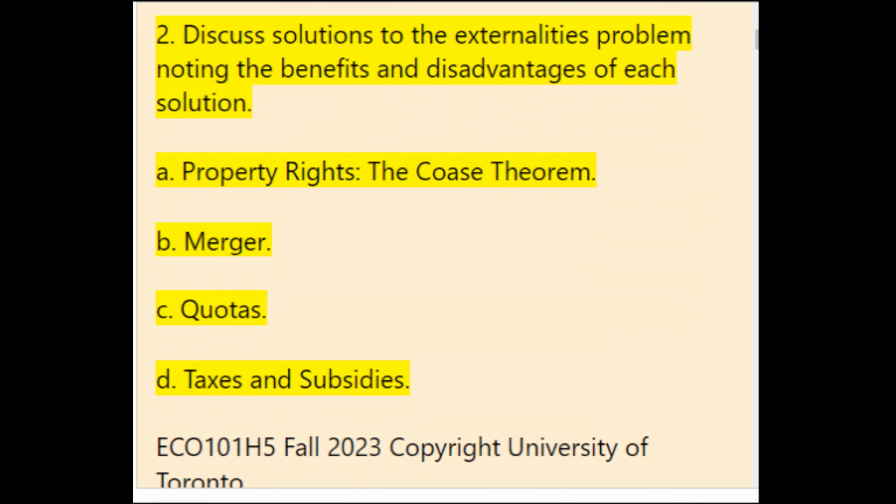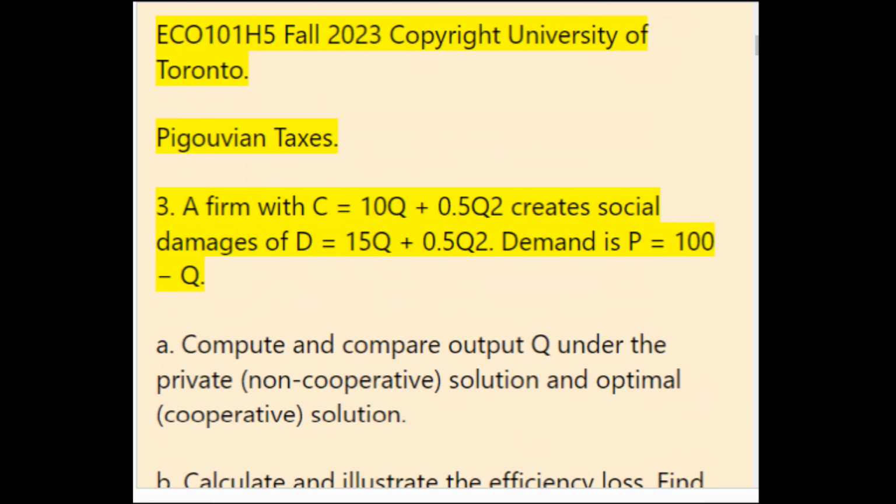2. Discuss solutions to the externalities problem, noting the benefits and disadvantages of each solution. A. Property rights, the Coase theorem. B. Merger. C. Quotas. D. Taxes and subsidies. Pigouvian taxes.